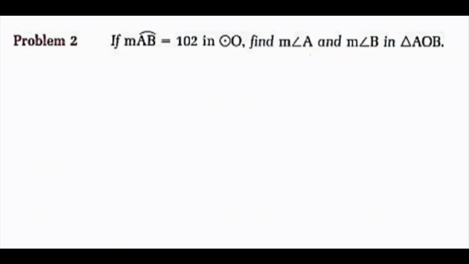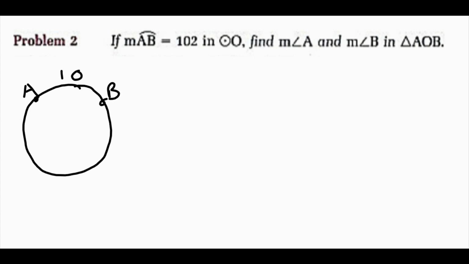Now looking at our sample problems, first problem, problem 2, if measure of arc AB is 102 in circle O, find the measure of angle A and the measure of angle B in triangle AOB. So the first thing we'll want to do here is draw circle O. Now I will draw in arc AB, and arc AB has a measure of 102. Now if arc AB has a measure of 102, that means the central angle also has a measure of 102.